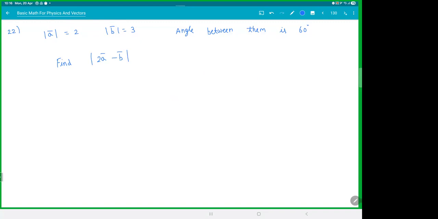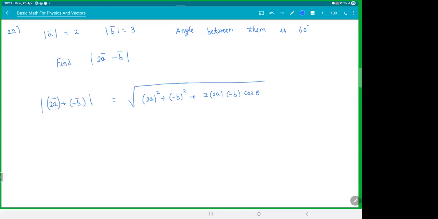So how do we do this thing? I taught you for A plus B. How do I do it for 2A minus B? So see, you can just modify the formula. 2A bar plus minus B bar. Let me write it like this. In place of A we have 2A, in place of B we have minus B. So now your formula becomes 2A whole square, plus minus B square, plus 2 times 2A times minus B cos theta. You can just put that whole thing in, replace A with 2A and B with minus B, and you're done.